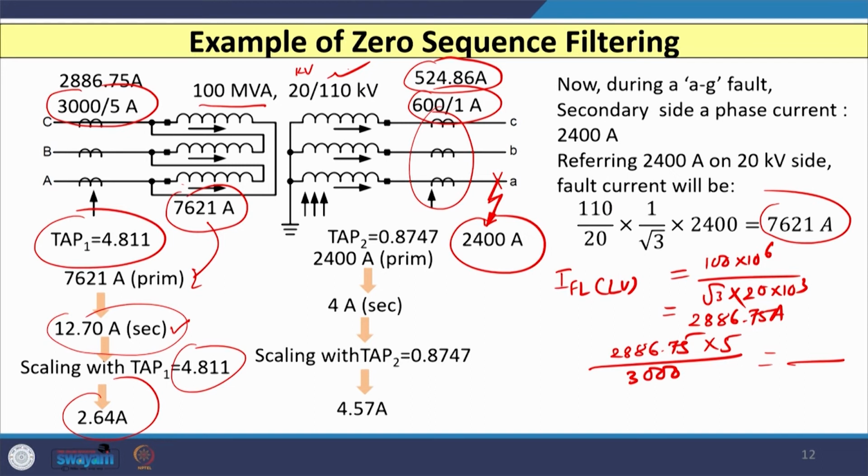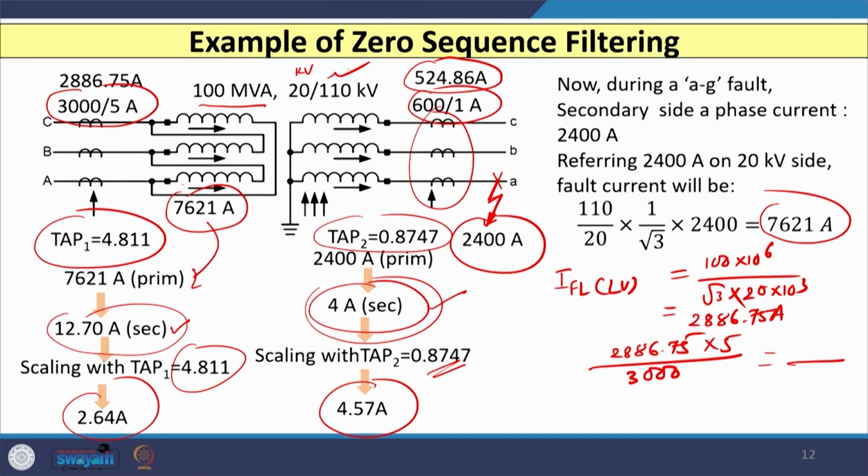Same way, on the other side, if I use 2400 ampere current and convert it to the secondary side using the 600 by 1 CT ratio, we will have 4 ampere. If I calculate the tap on the HV side, we will have 0.8747, because again we have MVA into 1000 by root 3 into kV. So, your kV is 110 and the CT ratio is 600 by 1, so you will have the tap value 0.8747. If you divide this secondary current by this tap on the HV side, you will have the current 4.57 ampere.